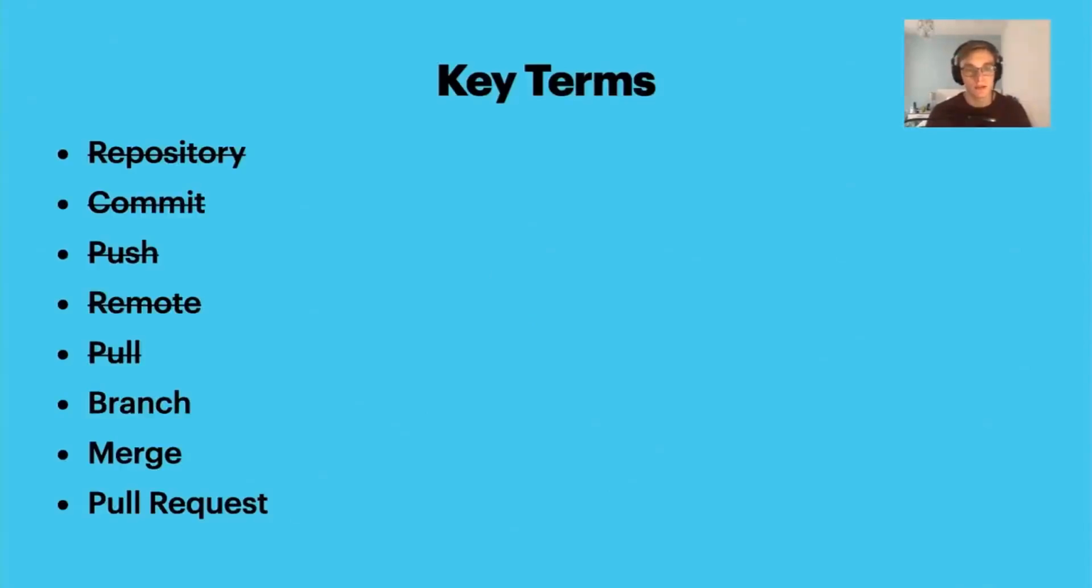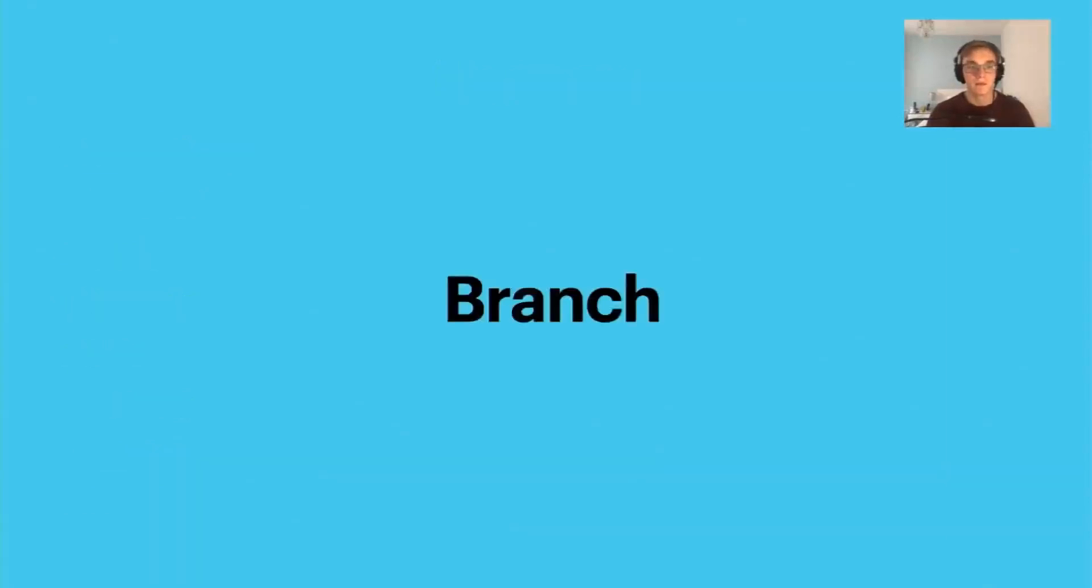Now we're getting into the coolest part of Git. This is where Git stands out for collaboration. Branches are very useful when you have multiple people working on the same project, but why? Branches are kind of confusing, so think of it like this. When you make a repository, there's one branch by default.